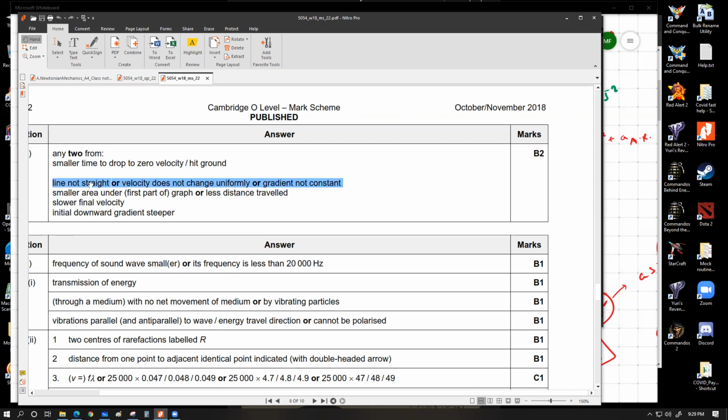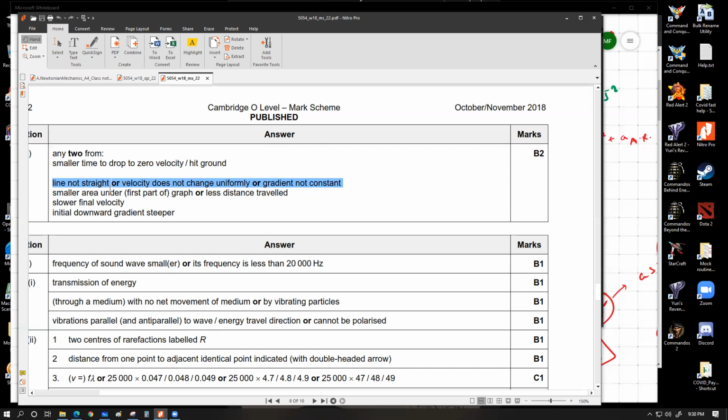So this information can be expressed as saying the line is not straight, or velocity does not change uniformly, or gradient is not constant. These 3 phrases mean the same thing. So any one of these 3 expressions will score you 1 mark. Two of these three expressions will still score you 1 mark because it's the same thing said in different words. Do you understand? Each of these horizontal lines you see scores 1 mark each. Each of these horizontal lines represents individually different information. This one was about the time requirement. This one is about the shape of the graph.